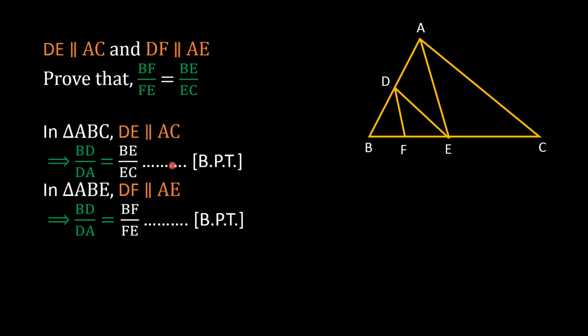Now, in these two ratios, the left hand side is equal. Therefore, we can equate the right hand side. So, we will write BF divided by FE equals BE divided by EC. And this is exactly what we have to prove. See here, the same statement we have to prove.